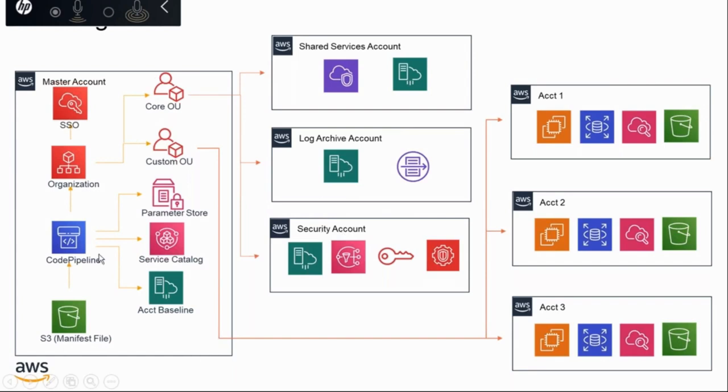If you see the master account, we have a CodePipeline to deploy the templates to new accounts. S3 will have all your files, your templates, everything. Organizations manages all your accounts. Under Organizations, it will create two OUs, a custom OU and a core OU. The core OU will have the shared services account, the log archive account, and the security account. Whenever you create any account, it will automatically come under the custom OU.